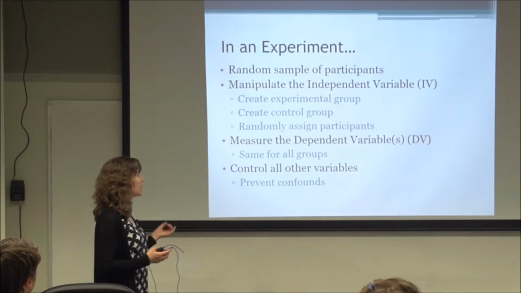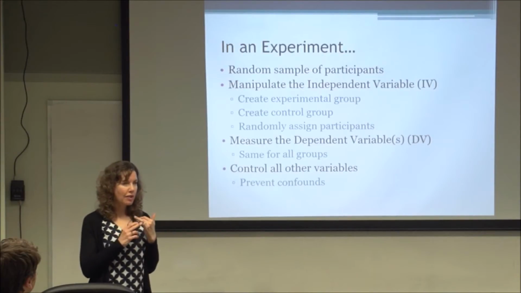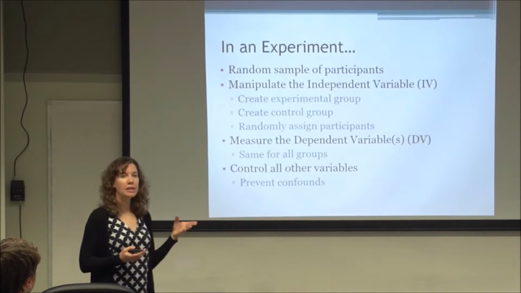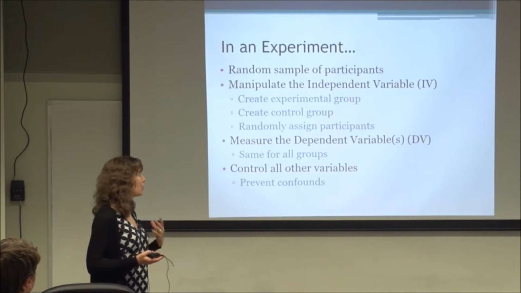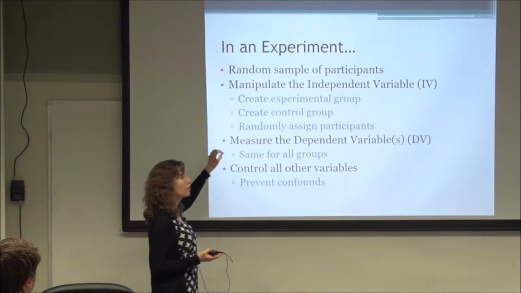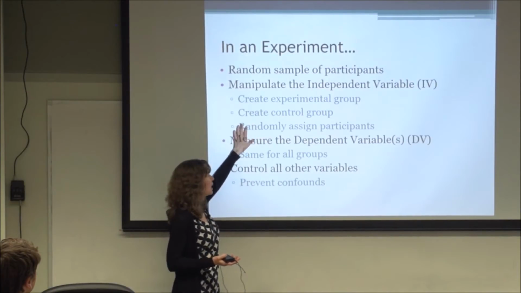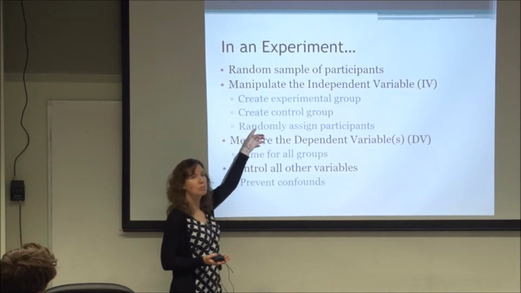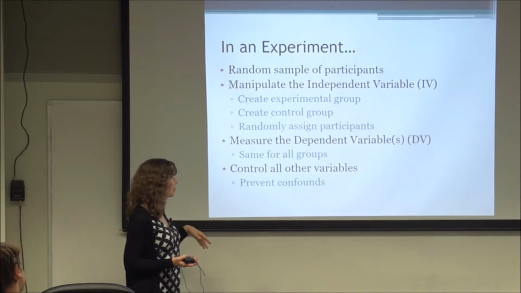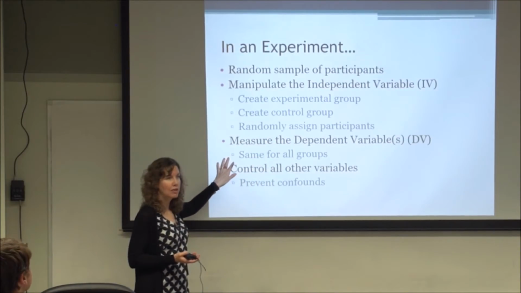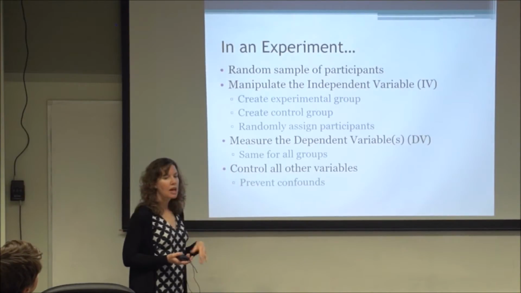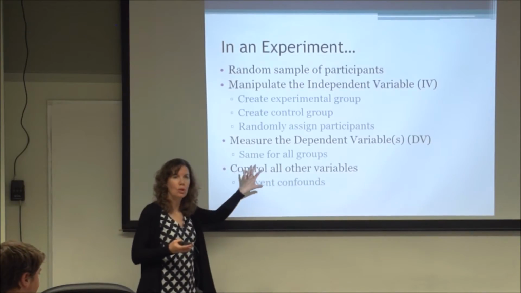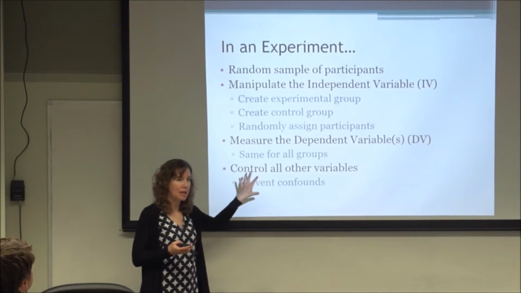In an experiment, basically what you do is you have a random sample of participants. You manipulate what we call the independent variable, or the IV. And the way that you do that is you create some sort of what you call your experimental group, and then you'll have something to compare it to, a control group. And you're going to randomly assign people to the experimental or the control group. And then you're going to measure some sort of dependent variable, which is going to be the same for all groups. And one of the things that you're going to try really hard to do is keep any other confounds or ways of interpreting your data out of the study.